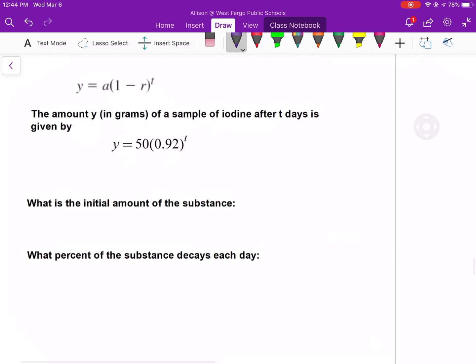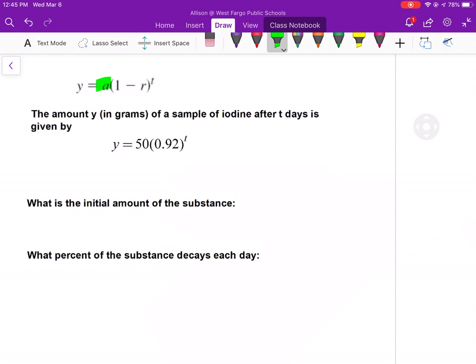Here's a common example when you take medicine or when you deal with chemicals. The amount of grams of iodine after T days is given by this equation. He wants to know the initial amount of the substance and then how much it's decaying each day. So iodine decays naturally. So how much did we have initially?